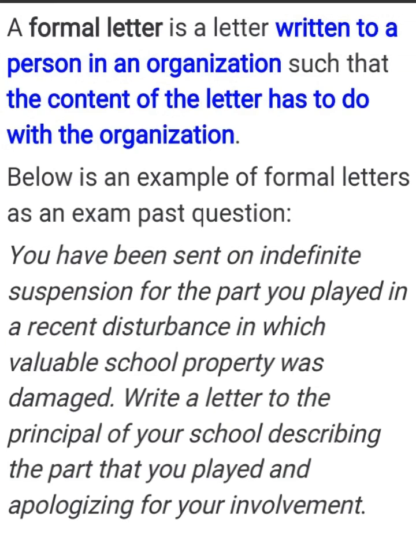This is a sample past question on a formal letter. See what we have here. You have been sent on an indefinite suspension for the part you played in a recent disturbance in which valuable school property was damaged. Write a letter to the principal of your school describing the part that you played and apologizing for your involvement. You are writing a letter to a person in an organization, that's the principal in a school, and the letter has to do with the organization because the disturbance now was a school affair.